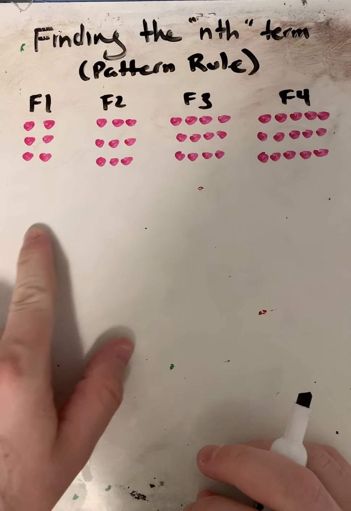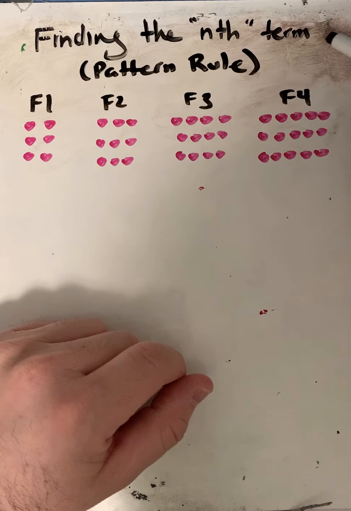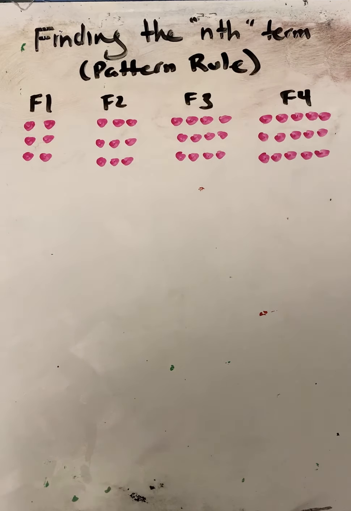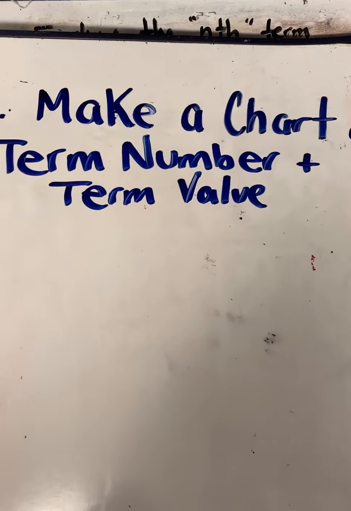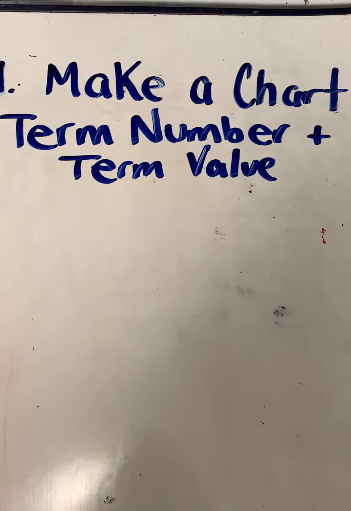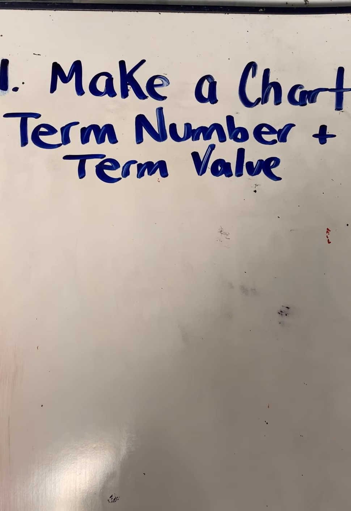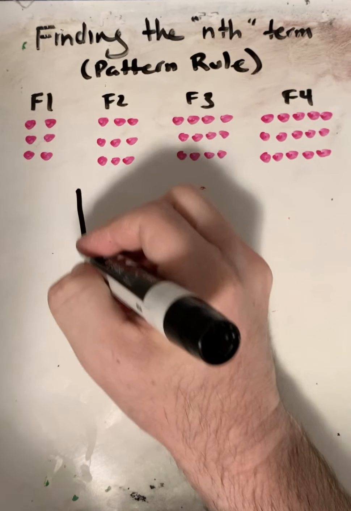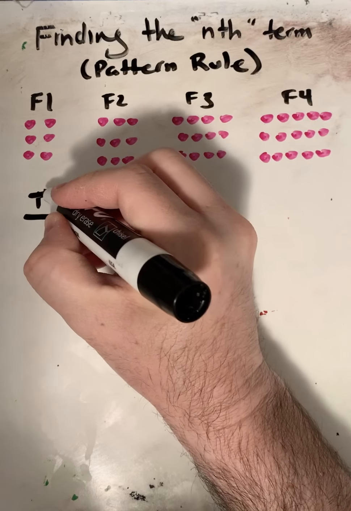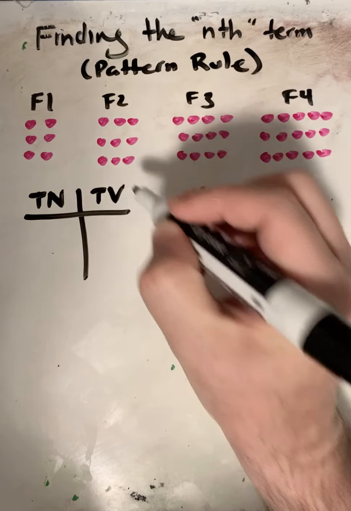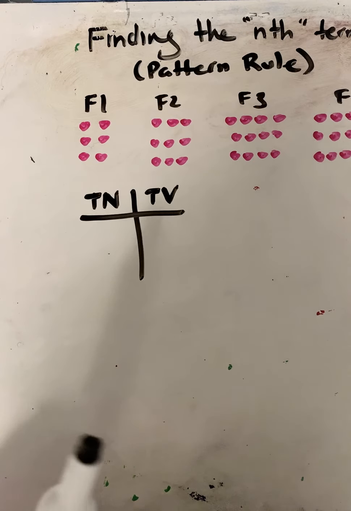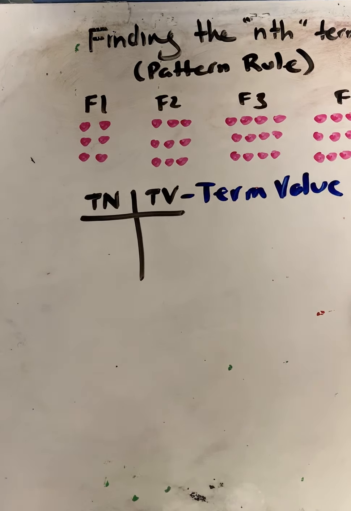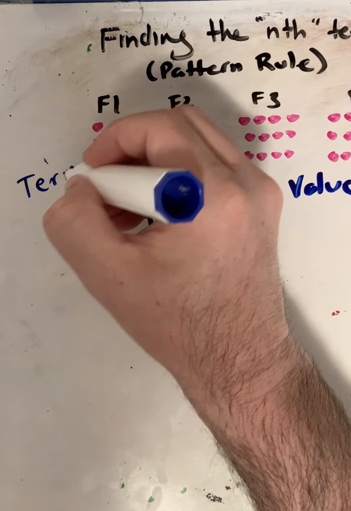So how are we going to find this pattern rule? And how can we write the nth term, or the nth rule? The first step, and I've written it out here for you guys, is to make a chart of the term number and term value. Okay, so make a chart of the term number and term value. So we're going to do that right now. We're going to create a t-chart, and on one side we're going to write term number, and on the other side we're going to write term value. Okay, and that's what it stands for. So the TV stands for the term value, and the TN stands for the term number.